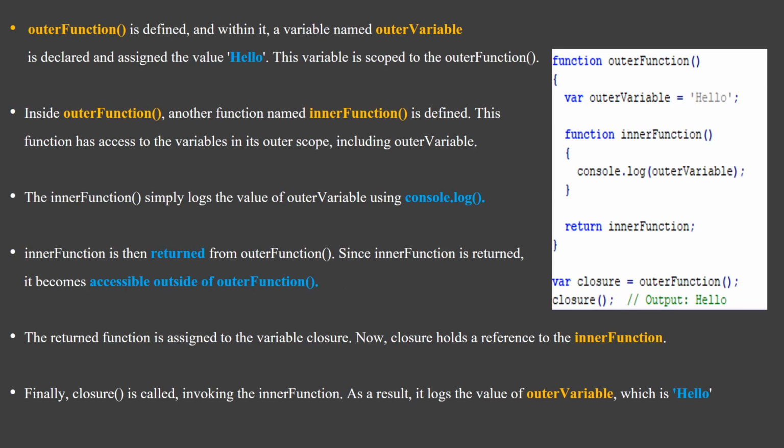Inner function is then returned from outer function. Since inner function is returned, it becomes accessible outside of outer function. The returned function is assigned to the variable closure. Now, closure holds a reference to the inner function. Finally, closure is called invoking the inner function. As a result, it logs the value of outer variable, which is hello.